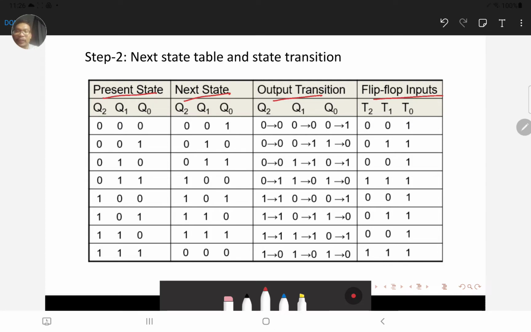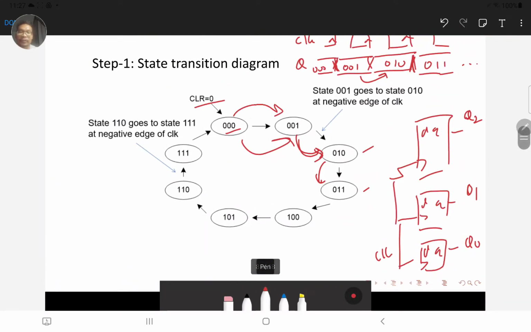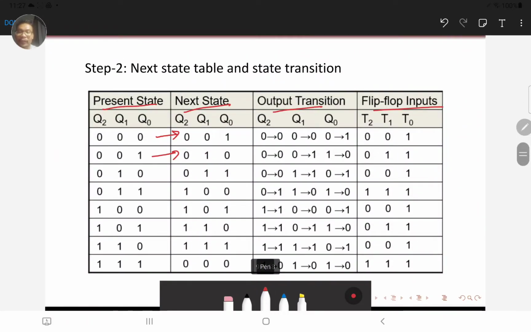We know that from 000, we are going to go to 001. From 001, we're going to 010, according to our state diagram here. So 0 to 1, 1 to 2, 2 to 3, 3 to 4, and so on. If our present state is 000 and we give a clock, the next state will be 001. If we are currently in 001 and we give the clock, our next state will be 010. You can see the transition here for Q2.